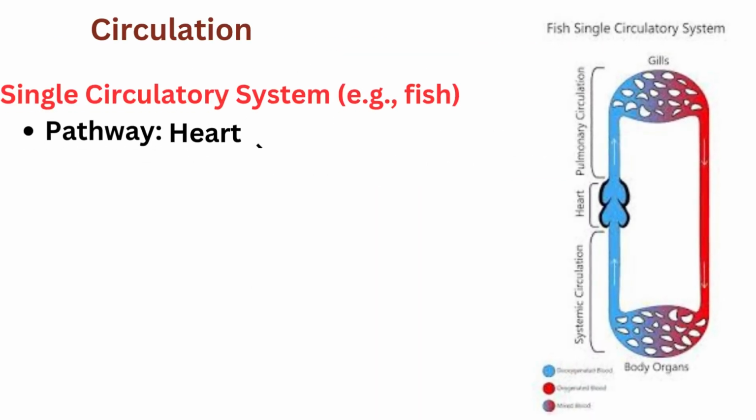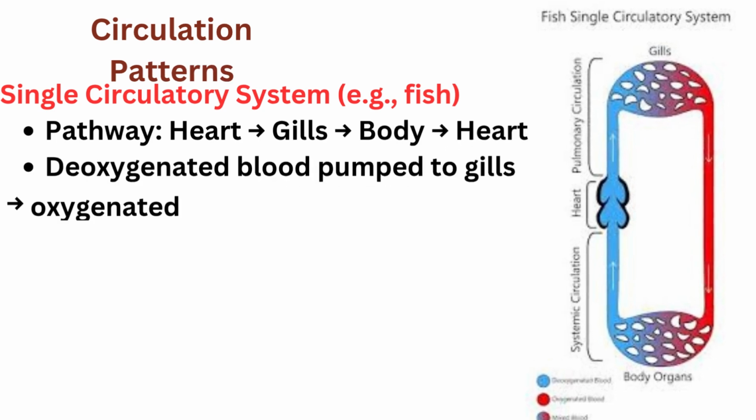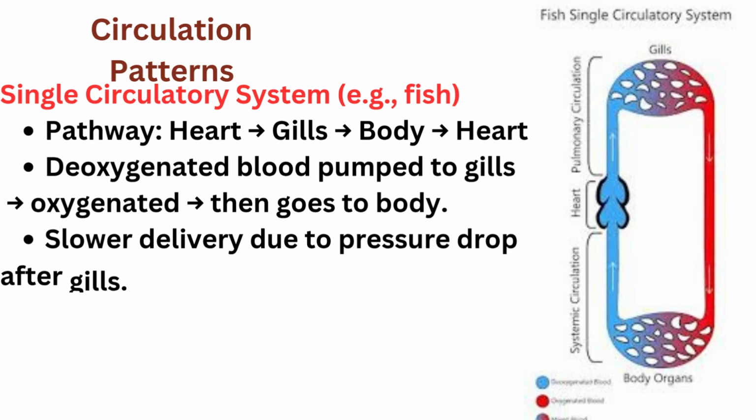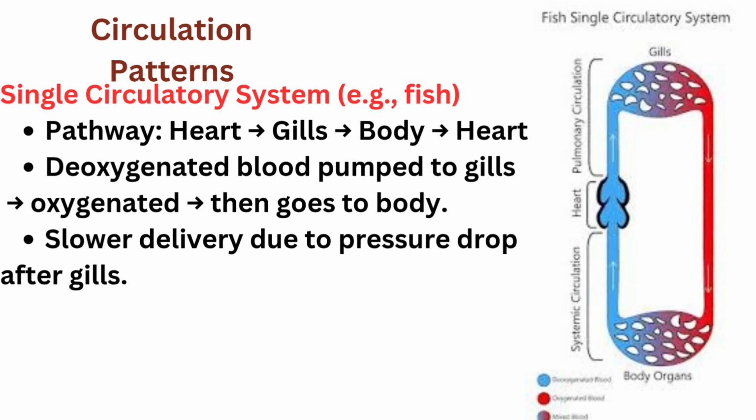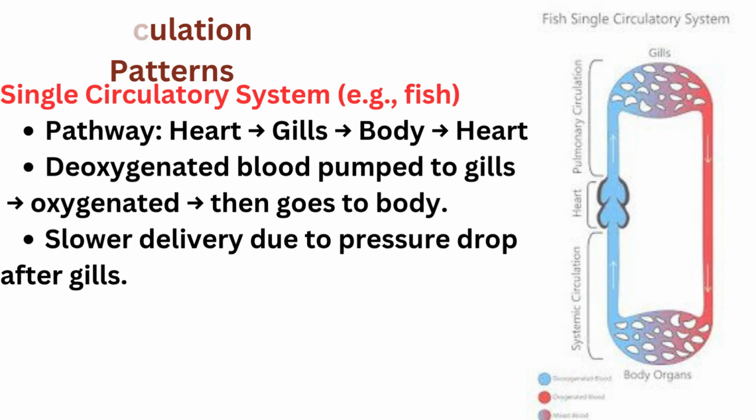Circulation patterns. In a single circulatory system, like in fish, blood flows from the heart to the gills, then to the body, and back to the heart. The heart pumps deoxygenated blood to the gills, where it becomes oxygenated, before traveling to the rest of the body. However, delivery is slower because blood pressure drops after passing through the gills.